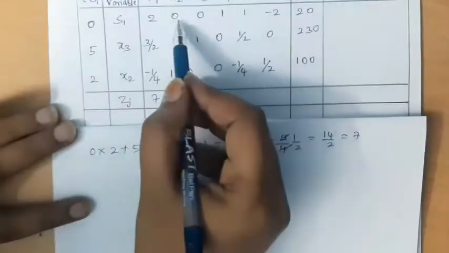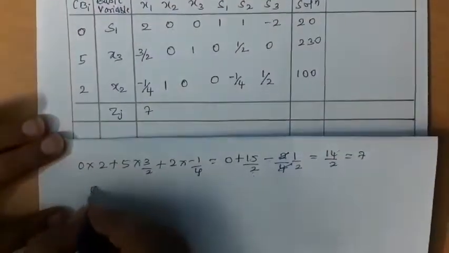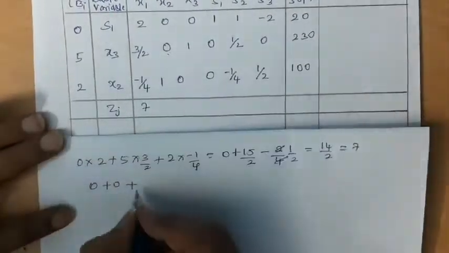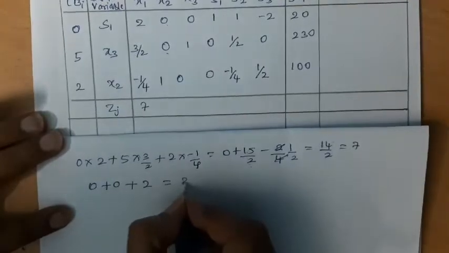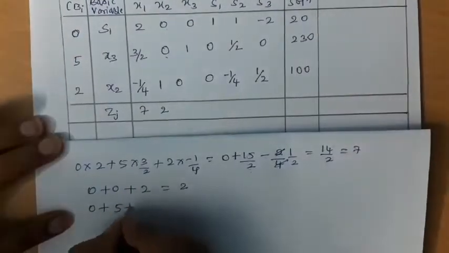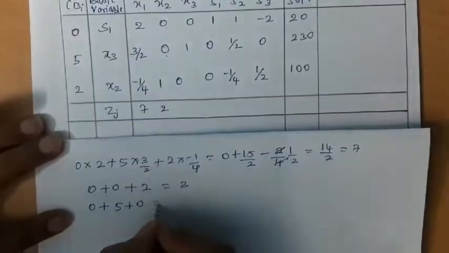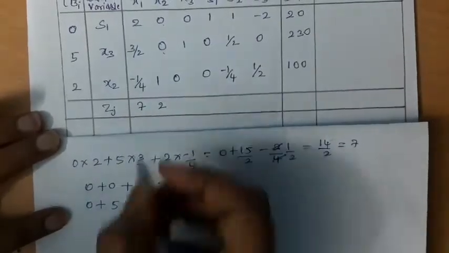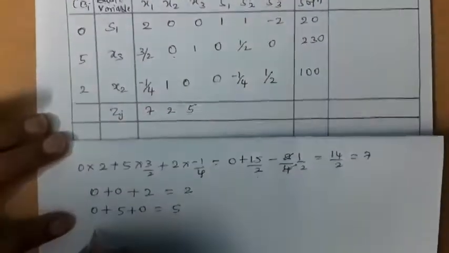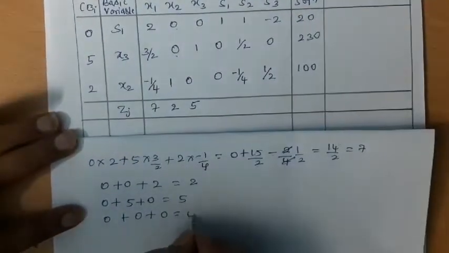Next is 0 into 0, 0, plus 5 into 0, 0, plus 2 into 1, 2. So this is equal to 2. So assign 2. Next, 0 into 0, 0, plus 5 into 1, 5, plus 2 into 0, 0. So this is equal to 5. So write down here 5. Next, 0 into 1, 0, plus 5 into 0, 0, plus 2 into 0, 0. So this is equal to 0.